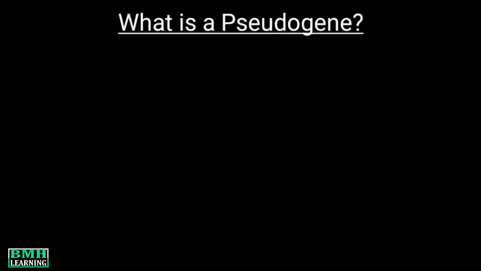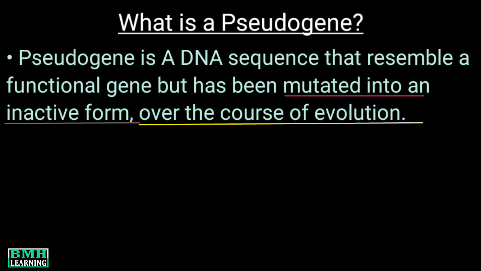We're going to talk about pseudogenes. So what is a pseudogene? A pseudogene is a DNA sequence that resembles a functional gene but has been mutated into an inactive form over the course of evolution. Two points are highlighted in the given statement.